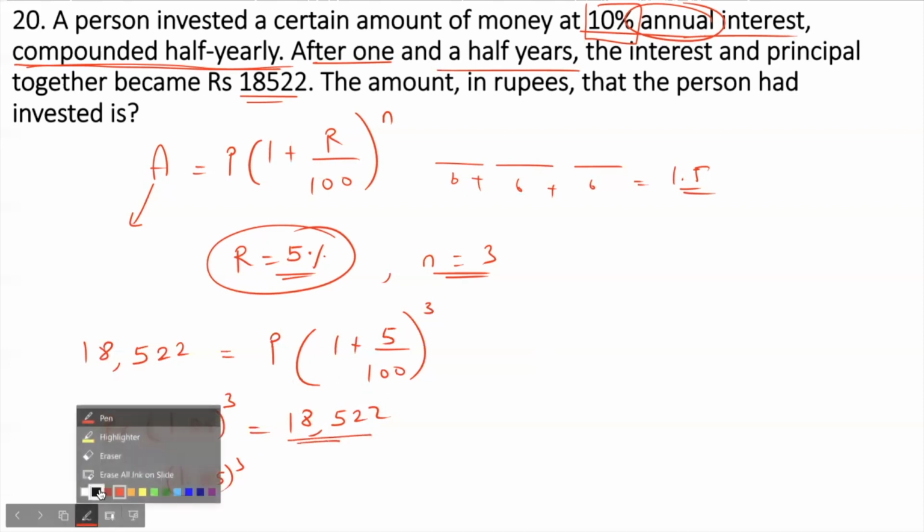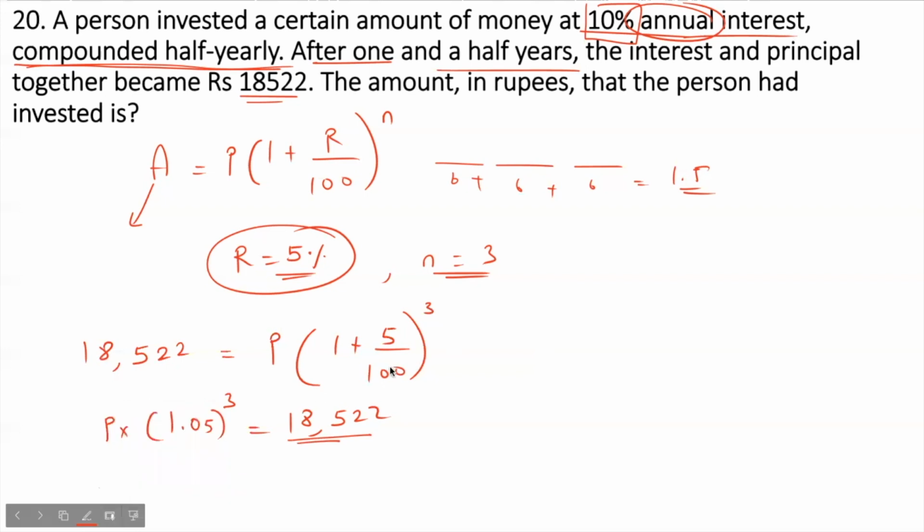But suppose this particular question was not asked in CAT or some other exam where you don't have the on-screen calculator. In that case, we would have actually calculated this. Let's understand how we calculate. So P into 1.05 the whole cube is equal to 18,522.